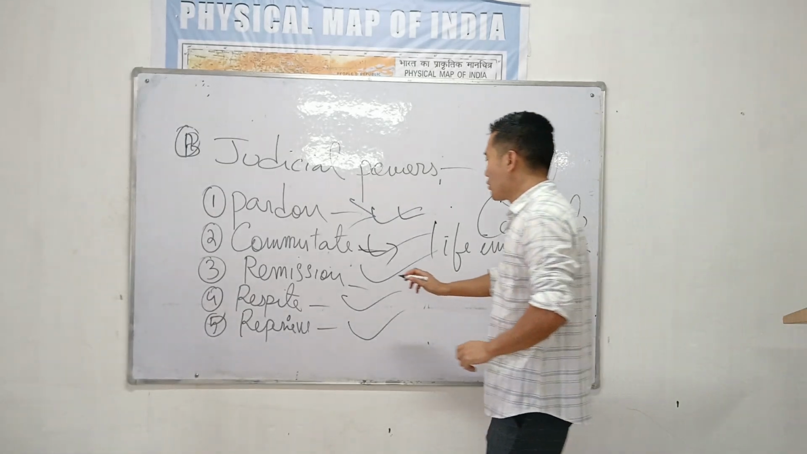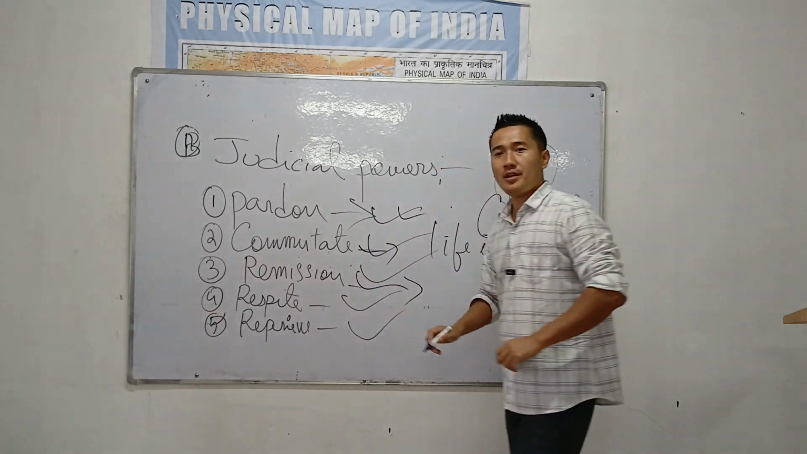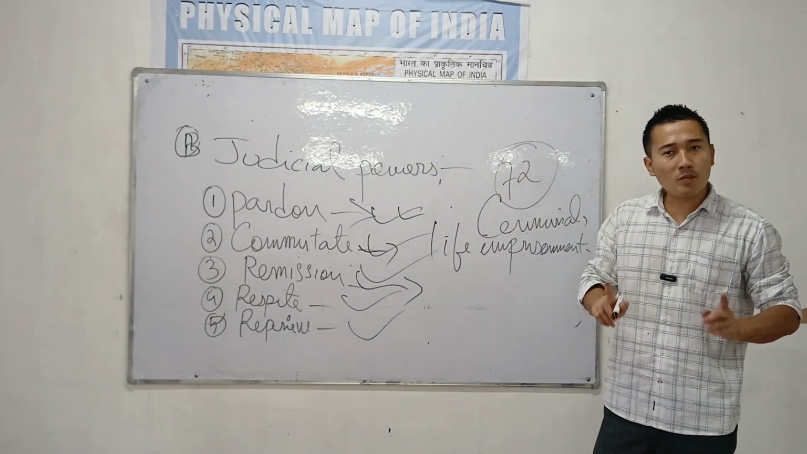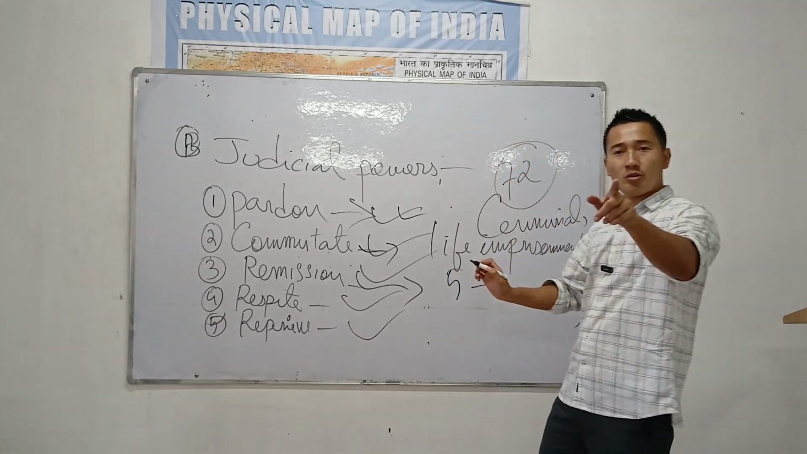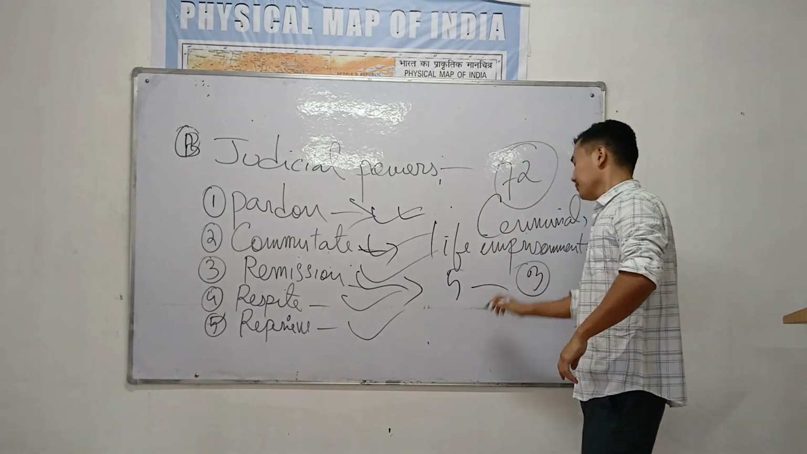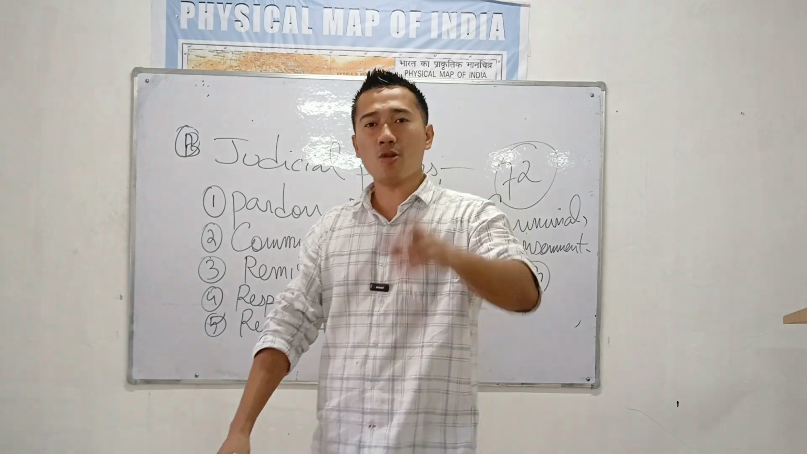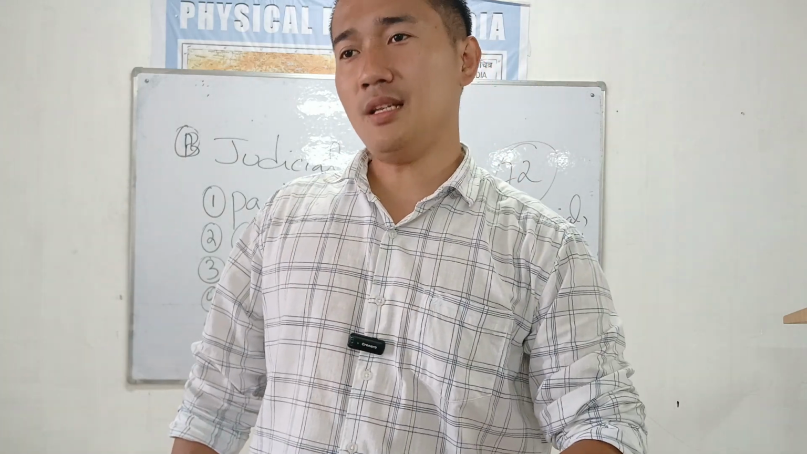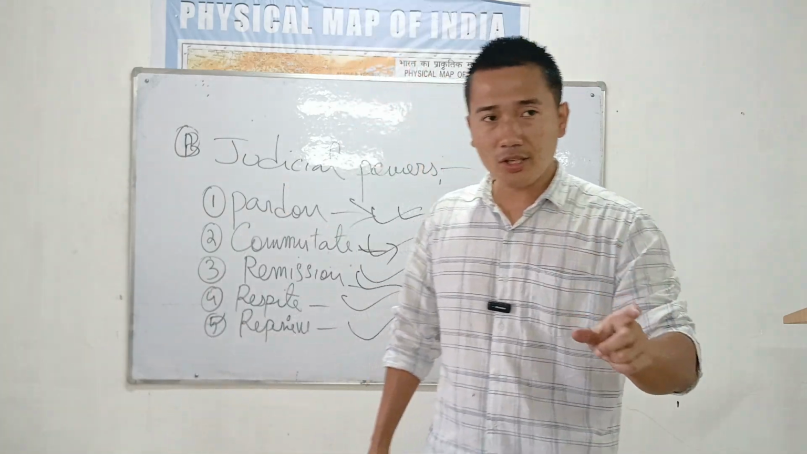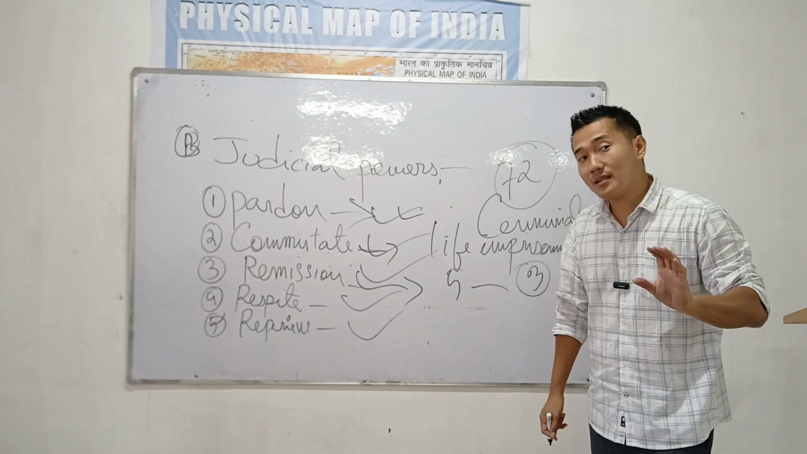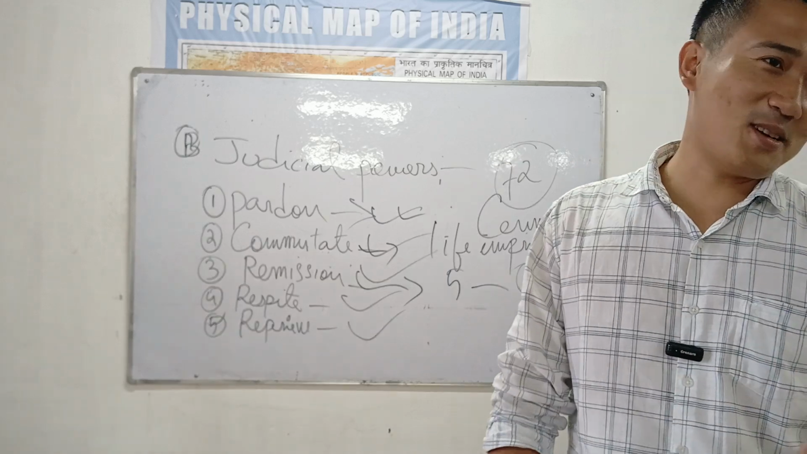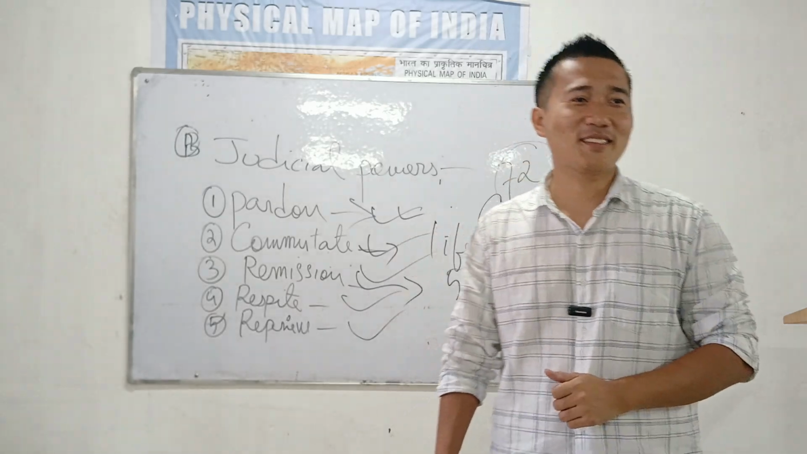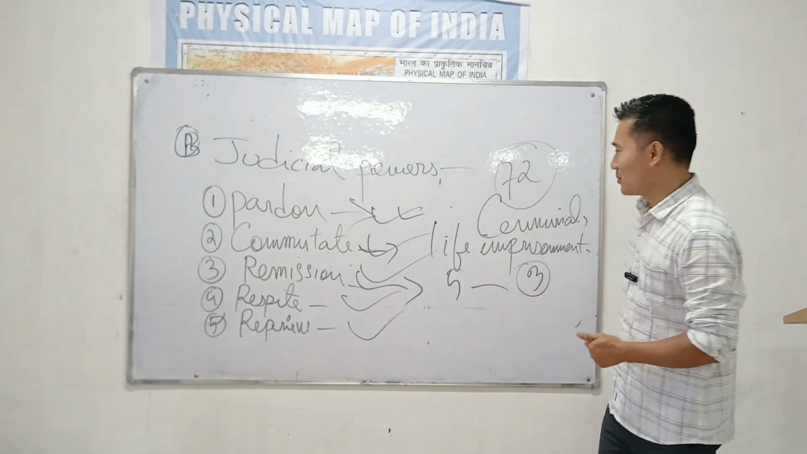Number 3, remission. Remission means, if the Supreme Court or the High Court says that you're going to stay in jail for 5 years, no, reduce it to 3 years. Who can do that? Only the President of India. Remission means you're going to stay in jail, but for a bit shorter. Instead of staying in jail for 5 years, you're going to stay for only 3 years.